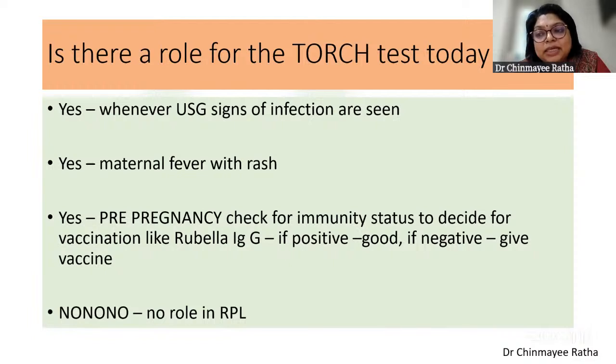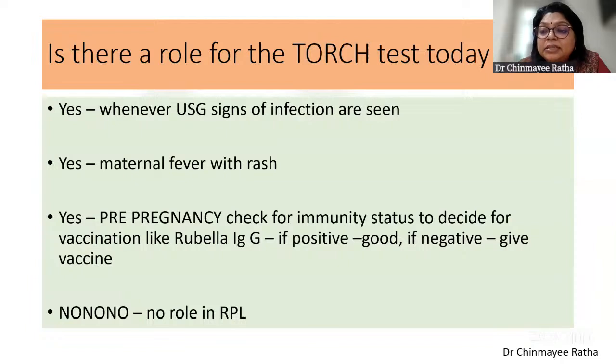And that is why it actually went into disrepute, because initially people started doing the TORCH test for recurrent pregnancy loss. And as you can understand, once an infection has happened, there will be immunity for the future. So you don't always have repetitive problems with fetal infections. And therefore, in repetitive problems like recurrent pregnancy loss, there is no role of the TORCH profile.